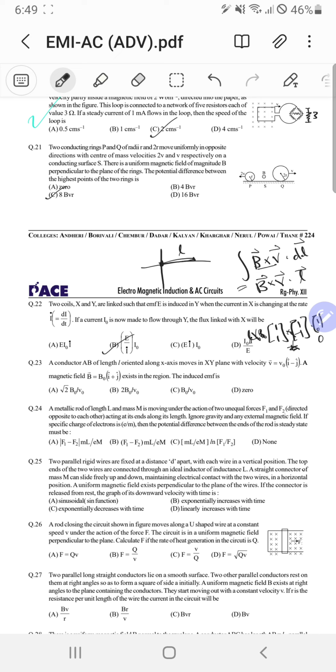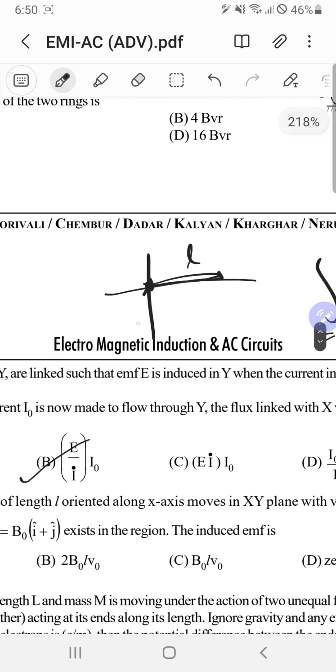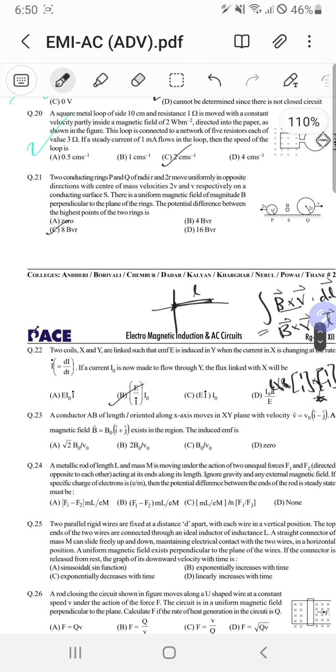I mean, okay, cool. That makes sense because V vector and B vector are in that plane. So the force on each charge carrier is going to be up or down. And this length is in that plane, so this doesn't contribute. So it's going to be 0. Cool.